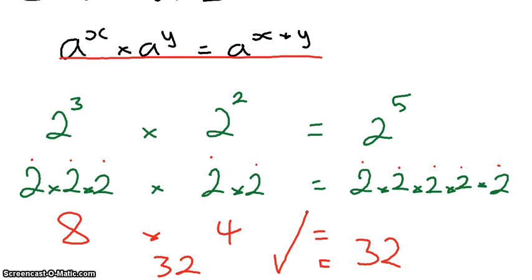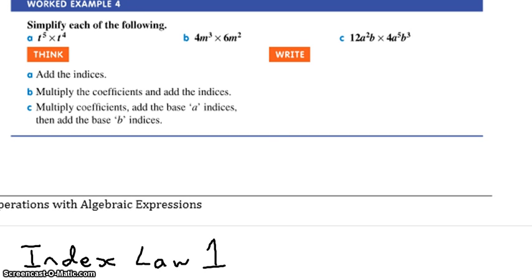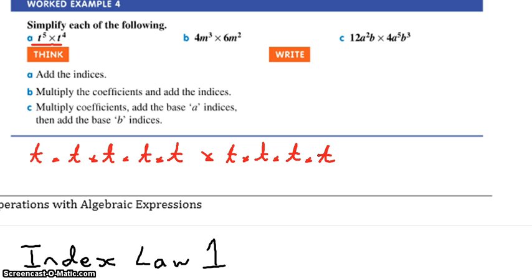So let's go up to the actual example we've got. It says simplify each of the following. Now, if you still get a little freaked out by it, don't stress, write these in expanded form first. Don't think that you can't. So we've got t to the power of 5. Let's write that in expanded form. T times t times t times t times t. Then you've got the multiplying, and then you've got t to the power of 4. 1, 2, 3, 4. How many have we got? 1, 2, 3, 4, 5, 6, 7, 8, 9. T to the power of 9.